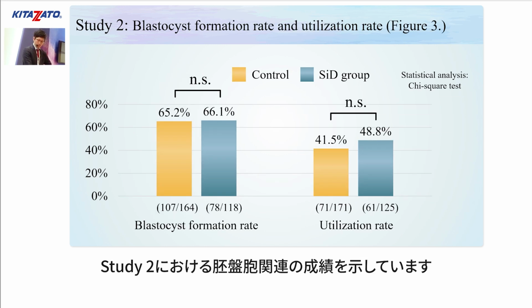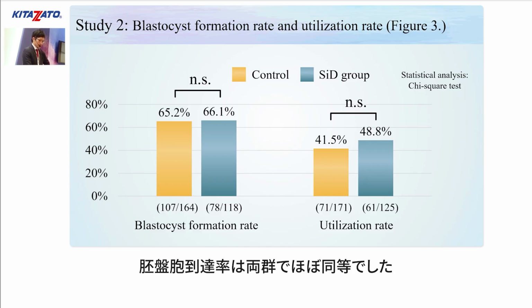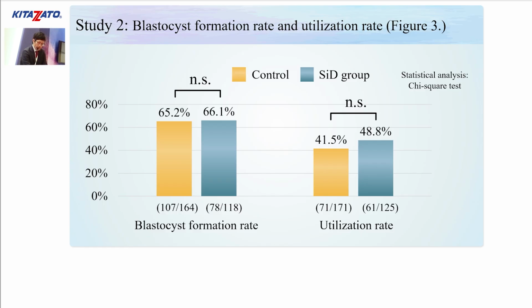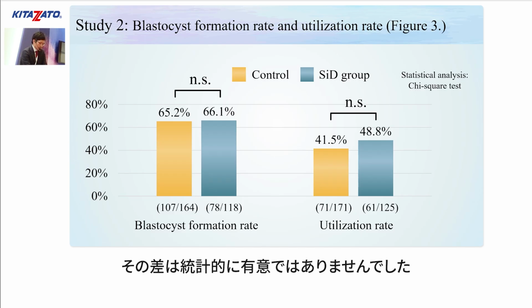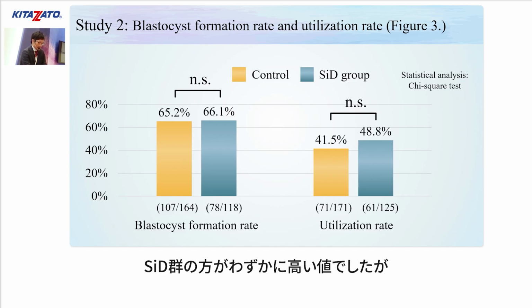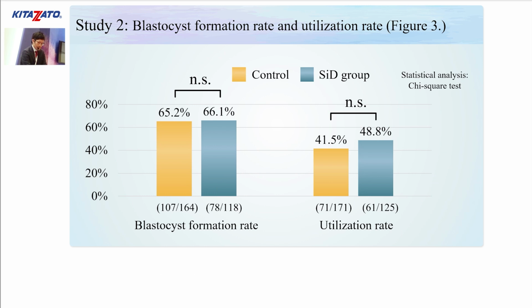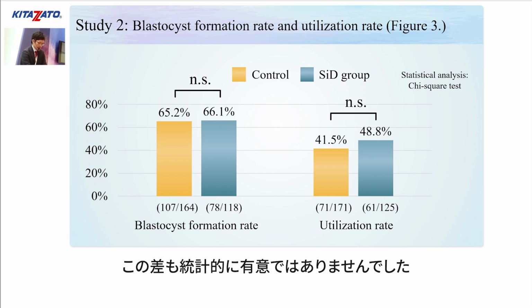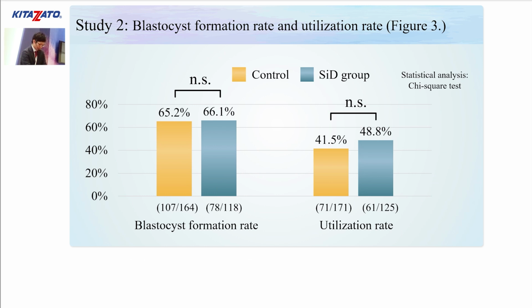This slide shows the blastocyst outcomes from Study 2. The blastocyst formation rate was similar between the two groups, and the difference was not significant. The embryo utilization rate was 41.5% in the control group and 48.8% in the SIDO group. Although slightly higher in the SIDO group, this difference was not statistically significant.